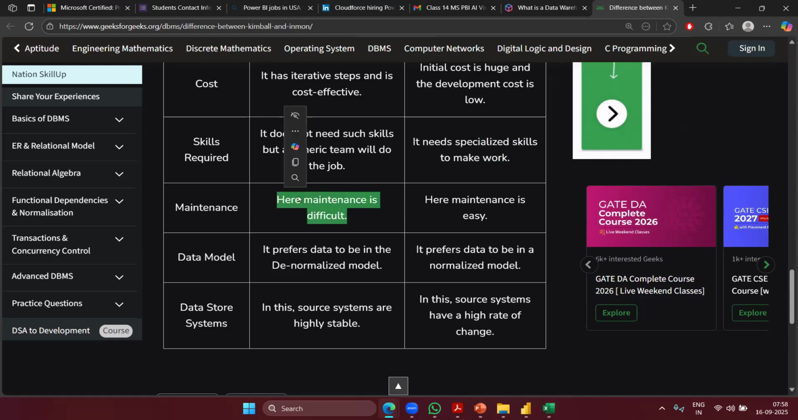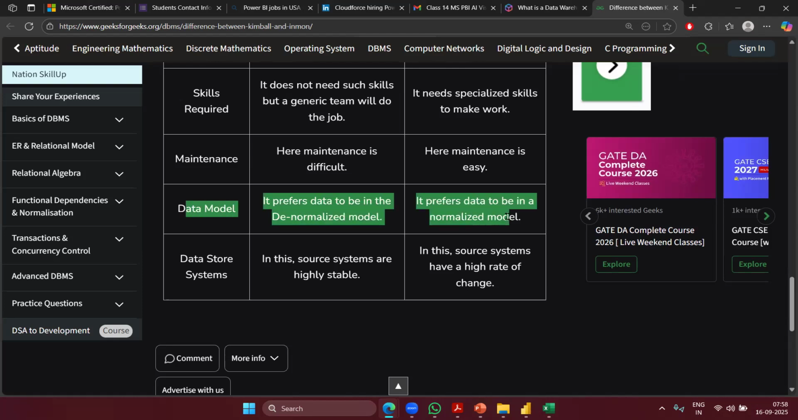Maintenance here, maintenance is difficult. So Kimball's method, right? If you see, the maintenance is difficult because each and every department starts creating their own data model, data marts, right? So which means there may be chances that the same kind of tables would be created, right? So that means there would be multiple tables, repeated information would be there. So it's very hard to manage all those things. Whereas in the Inmon methodology, the maintenance is easy because everything is central. Yes, we can have a single lineage page, right? How the data is being captured and everything.